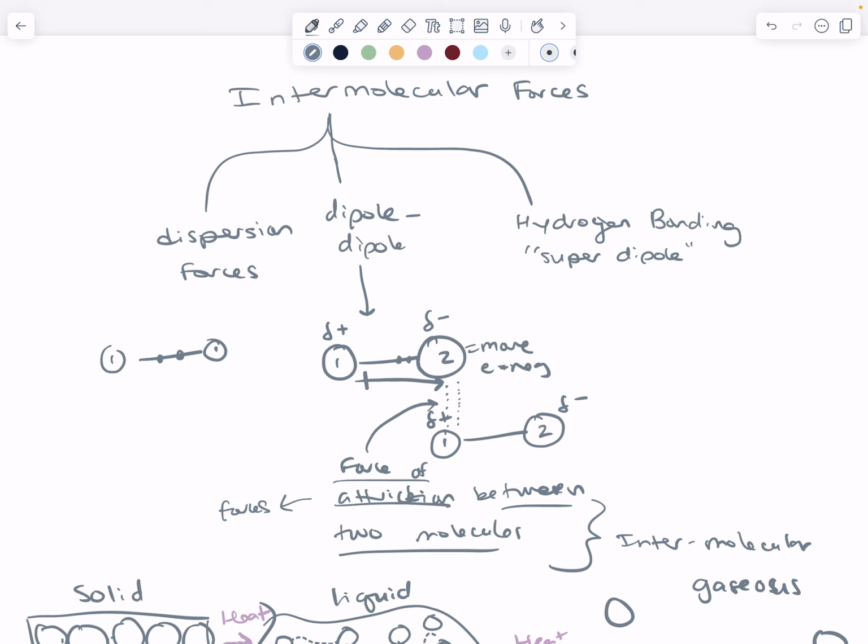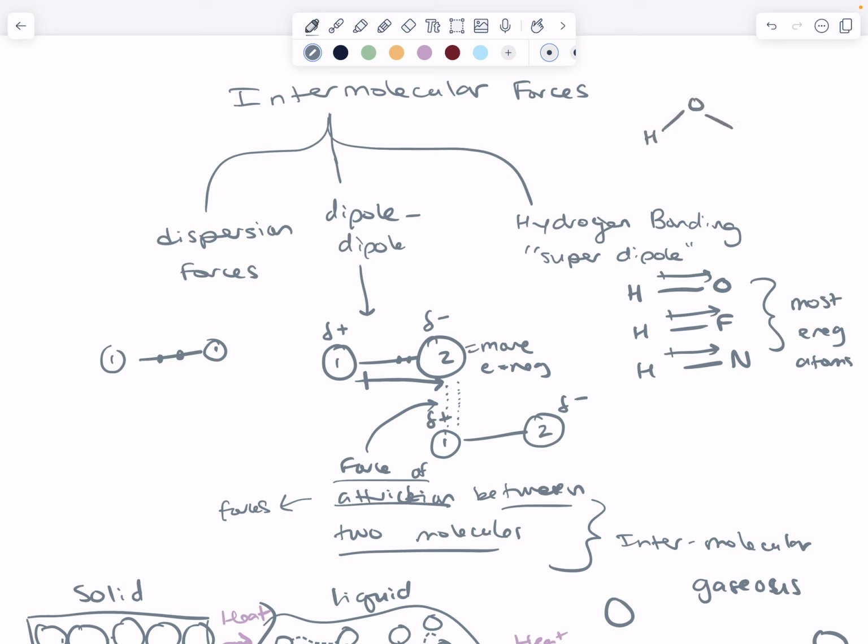Now, hydrogen bonding is like a super dipole-dipole because hydrogen is bonded to oxygen, fluorine, or nitrogen. And these are some of the most electronegative atoms on the periodic table. And so there's a really strong dipole here. It's so strong that it starts to become fuzzy. If we have a really strong dipole, and then we have another water molecule with a really strong dipole, this water is so negative on one side and so positive on the other.